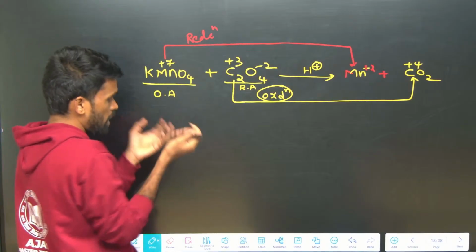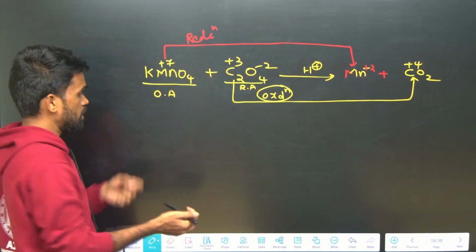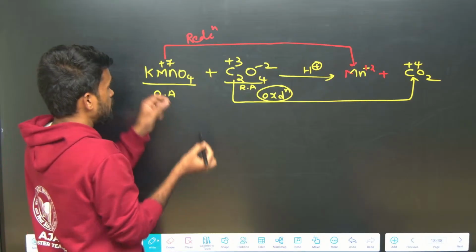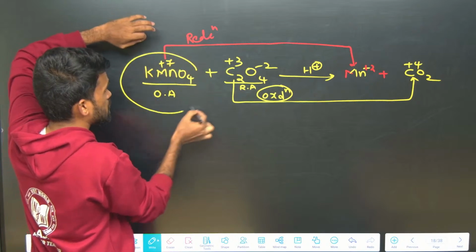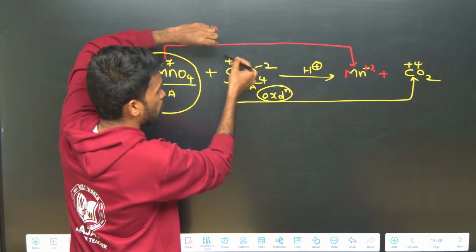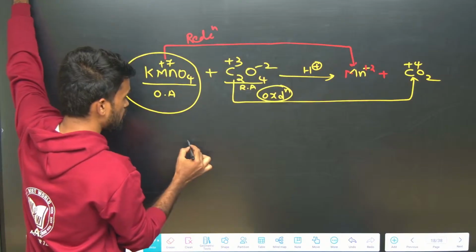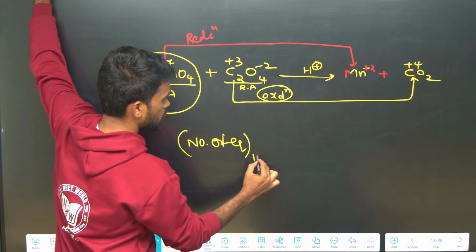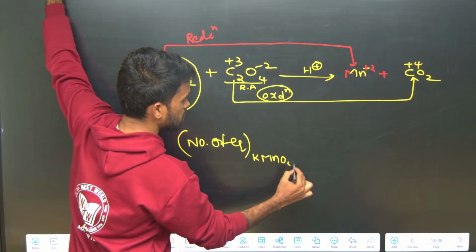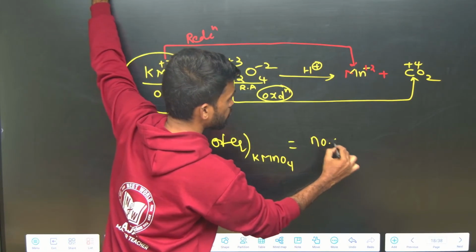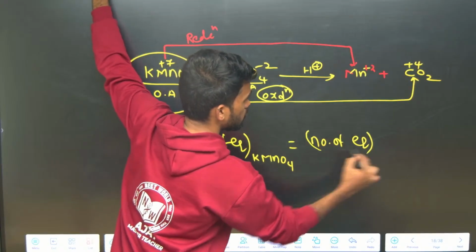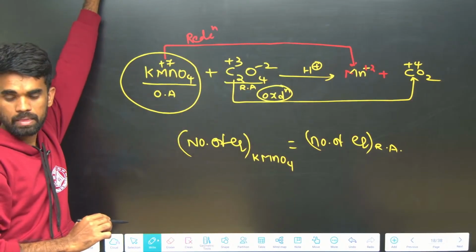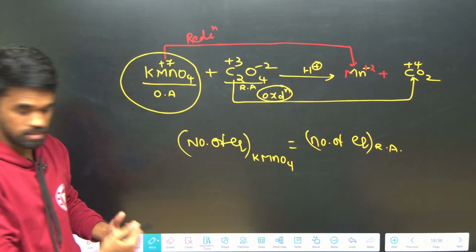Now whenever we are doing titration, it follows the law of equivalence. What is this law of equivalence? The number of equivalents of the oxidizing agent will be equal to the number of equivalents of the reducing agent. So I can write the number of equivalents of KMnO4, that is the oxidizing agent, will be equal to the number of equivalents of the reducing agent, that is nothing but oxalate ion. That's what I am saying.